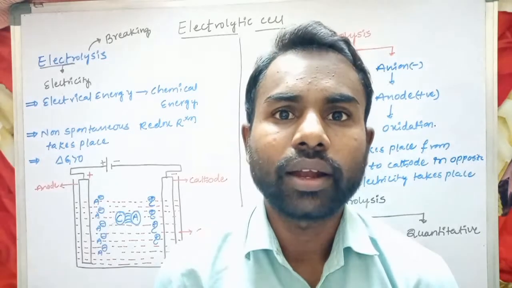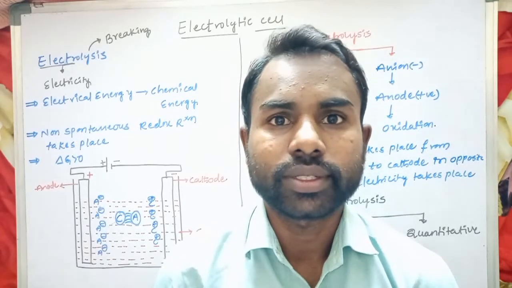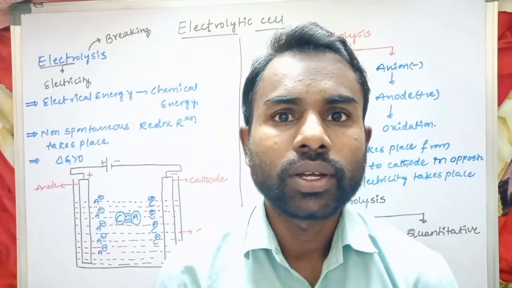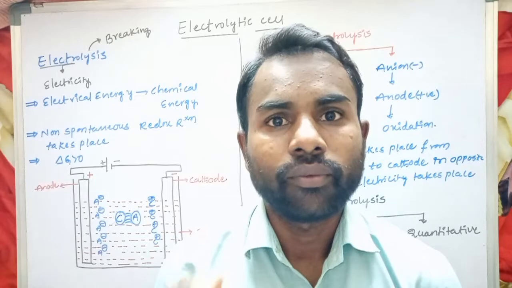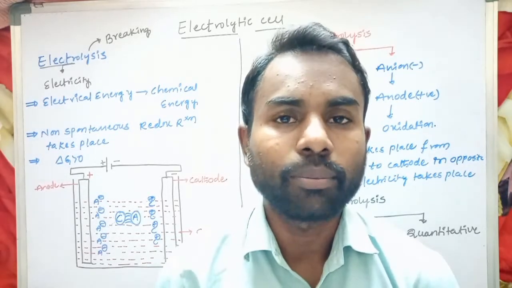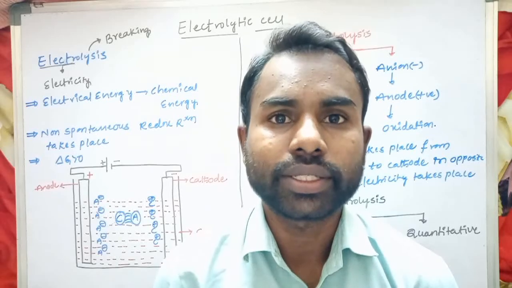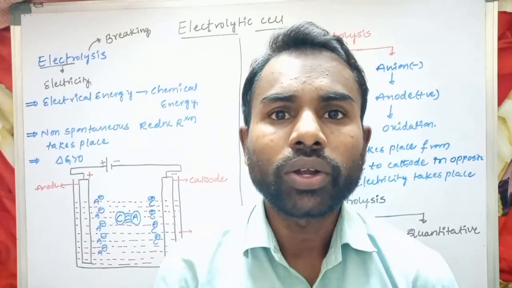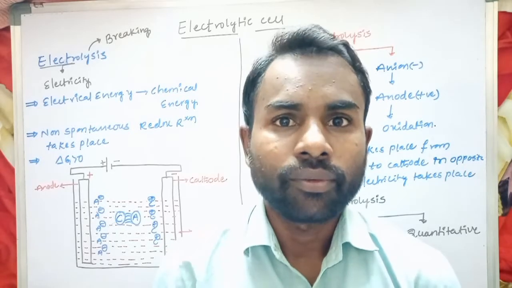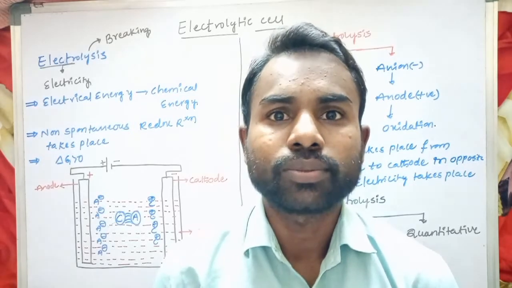Next, another one, the galvanization process. Galvanization means one metal is coated on another metal. That process we call the galvanization process. If you want to do the galvanization process, we will use the electrolysis process.